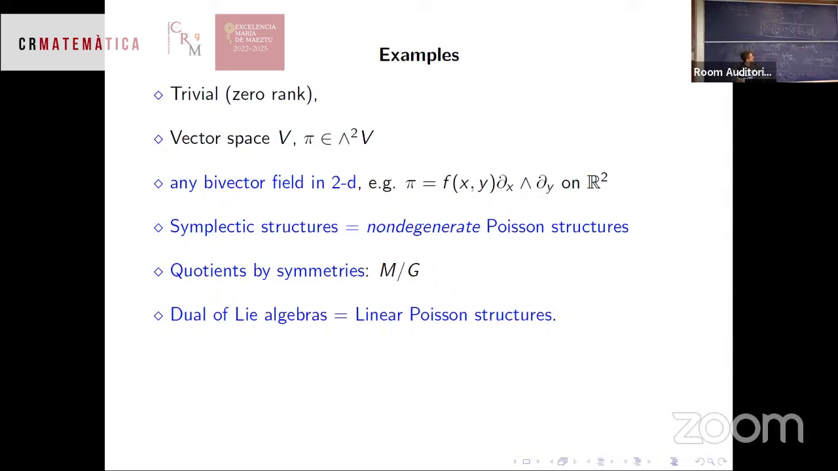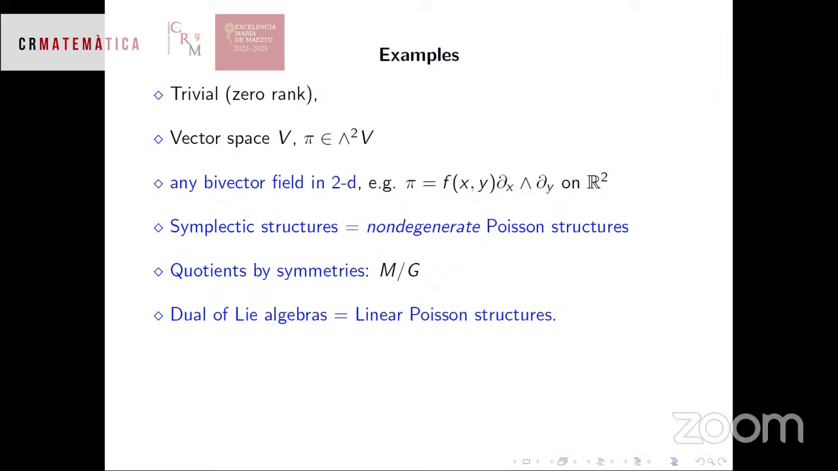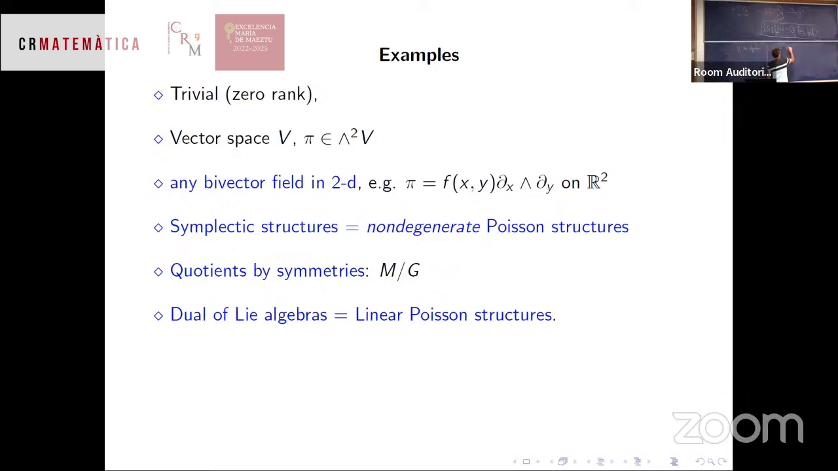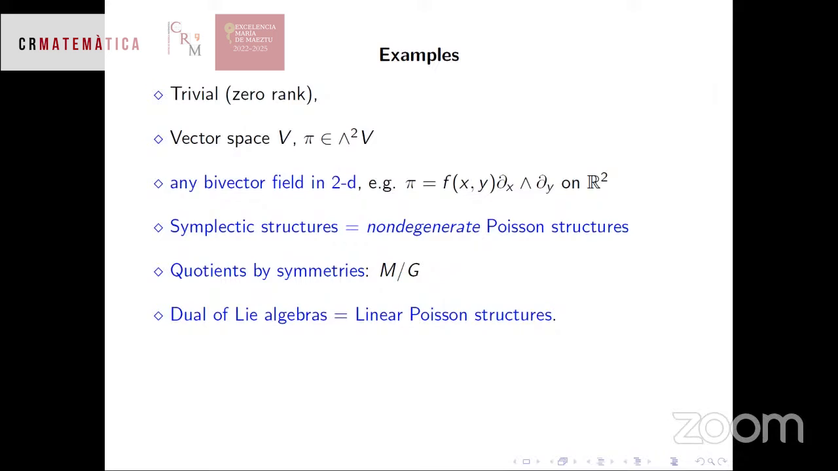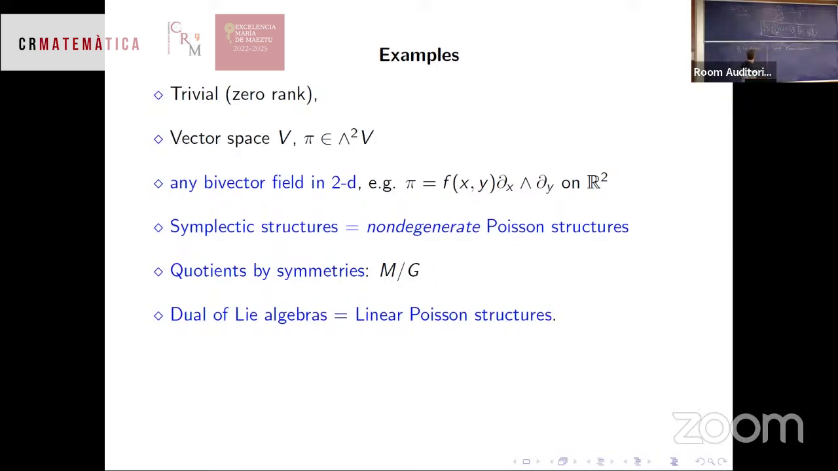Another class of examples of Poisson manifolds, as suggested by this construction. You can actually characterize the Poisson structures that arise in this way on duals of Lie algebras. There's a correspondence between Lie algebras and linear Poisson structures. So that's a very important source of examples of Poisson manifolds. Very, very important. So on the one hand, what is a linear Poisson structure?